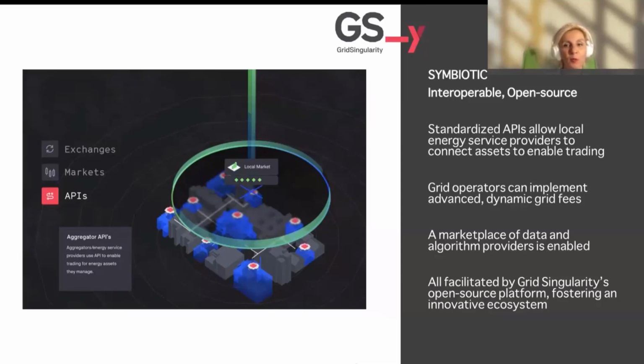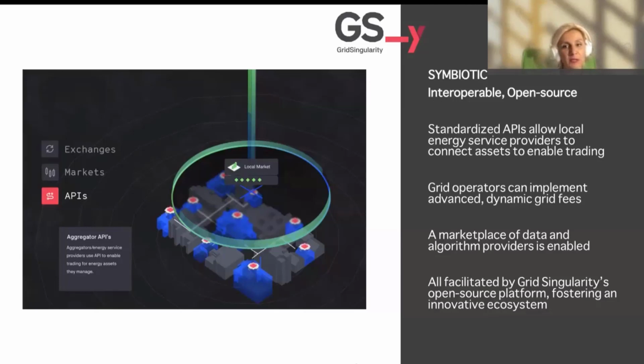What we are also doing at the moment is supporting a marketplace for data and algorithm providers to make energy assets smarter and further optimize the energy trading. And the general idea is that any vendor would be able to purchase a better strategy on the market or data that improves the performance.